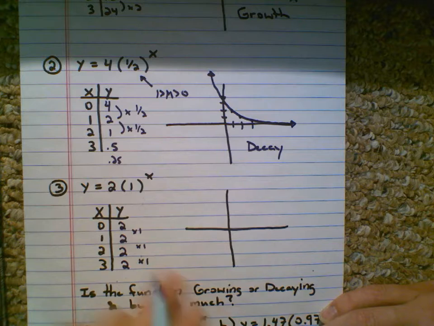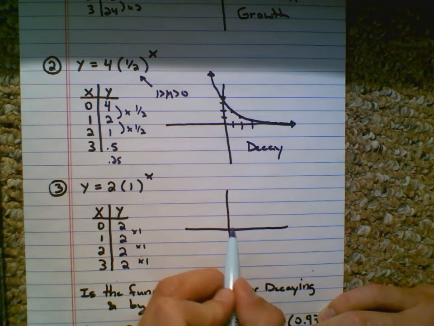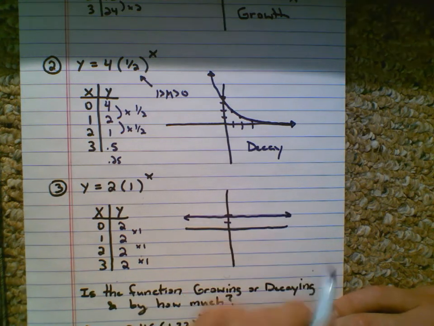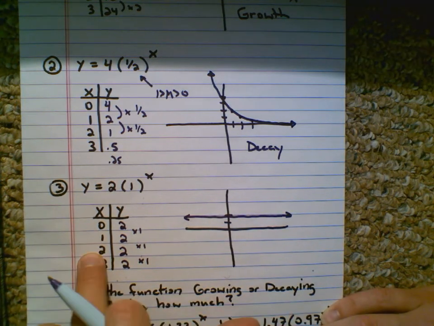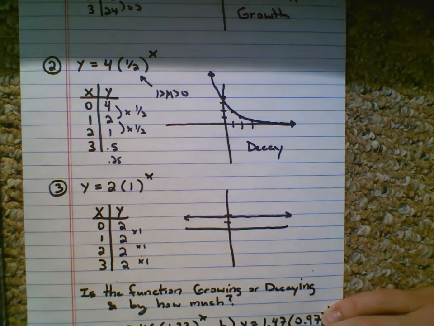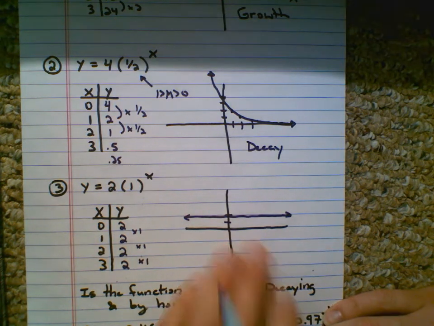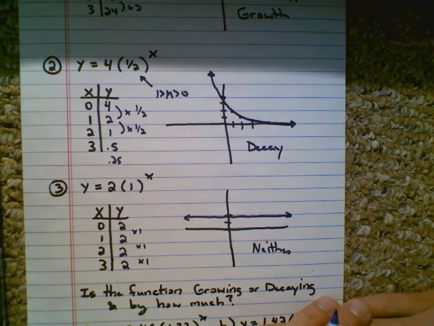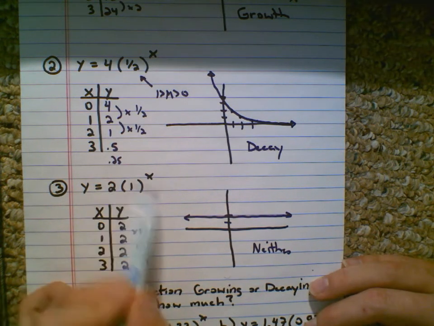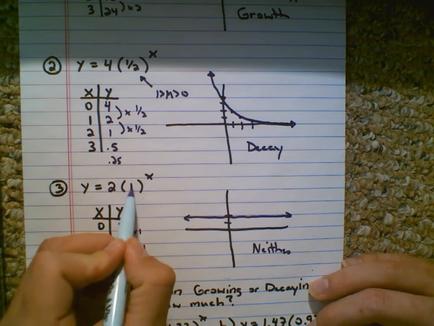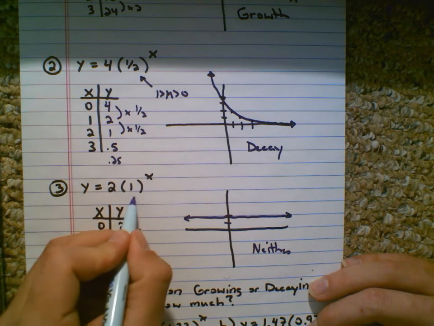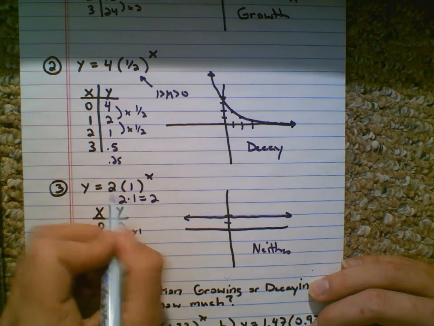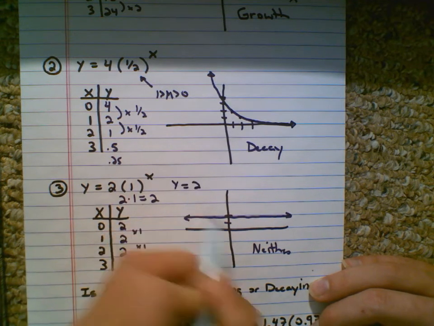Notice that I'm always going to get 2's. So on my graph, I always have a value of 2. For any x value that I plug in, I'm always going to be at 2. This function is neither growing nor decaying. In fact, it's actually not an exponential function. If I take 1 to any power, that's really just 1. And 1 times 2 is equal to 2. So this equation is really just y equals 2. It's actually a linear equation.